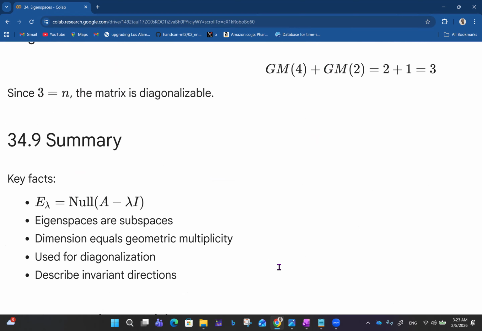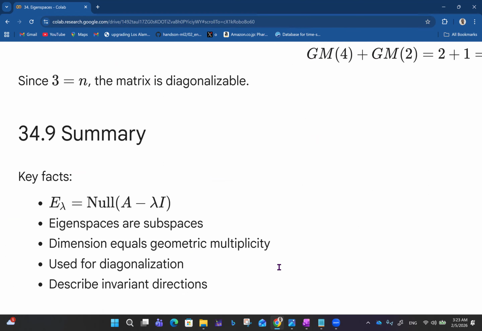So in summary, we see this key fact that the eigenspace of lambda is equal to the null space of A minus lambda I, and eigenspaces are subspaces because they obey all the rules of the zero vector, scalar multiplication, and of course addition. So dimension equals geometric multiplicity. Then they are also used for diagonalization and describe invariant directions.